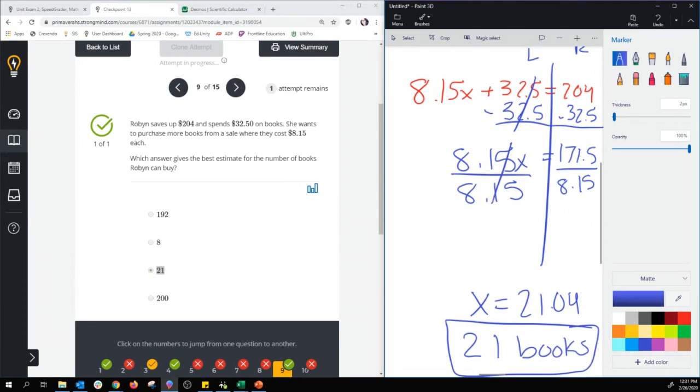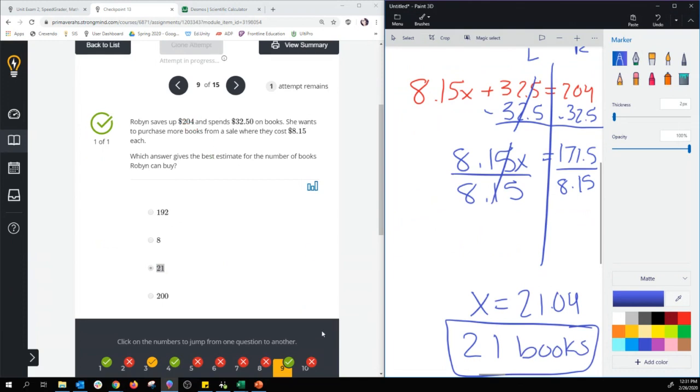And if we didn't have the equation for this one, you could go backwards and take the numbers, multiply it by 8.15. Don't forget to add in the 32.50 and see which one gets you closest to 204.